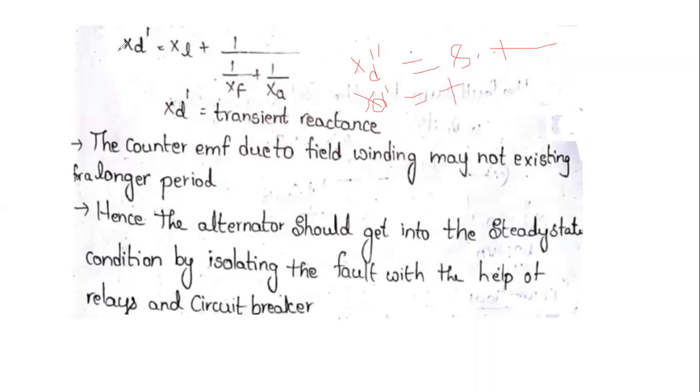XL is the leakage reactance, plus 1 by XF, the field winding reactance, and 1 by XA, the armature reactance. Okay, the counter EMF due to the field winding may not be excited for a long period. It will be obtained only for a very short time period. Hence the alternator will come to the steady state condition.